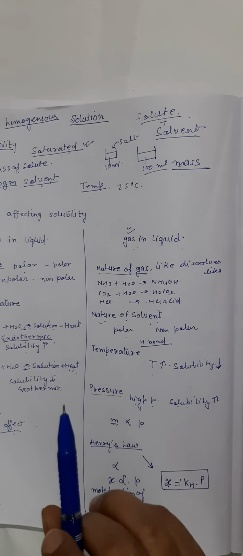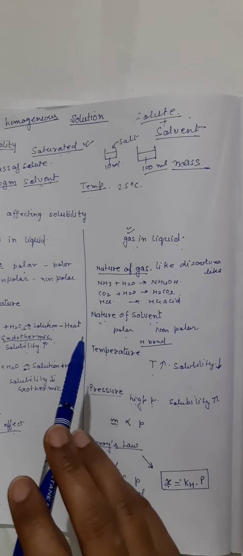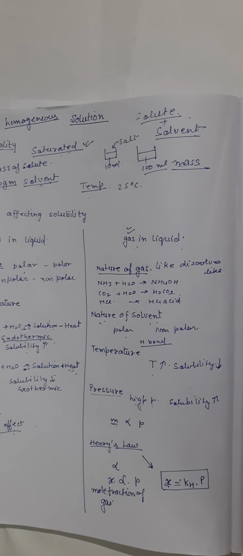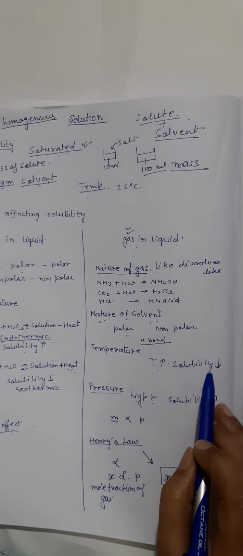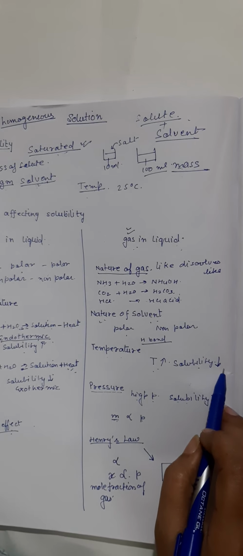Next is temperature. For gases and liquids, one very common example is your cold drink bottles. If a cold drink bottle is allowed to come to normal temperature, when you open it, suddenly you see gas comes out very strongly with a fizz, but in the cold bottle it does not happen. The reason is that at higher temperature solubility of CO2 decreases, so it comes out in the form of a gas, and if you open it at higher temperature, it will be released very soon. What do you conclude? That at higher temperature solubility of gases decreases.